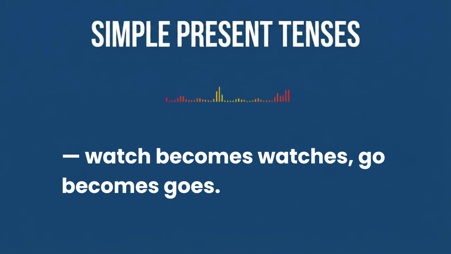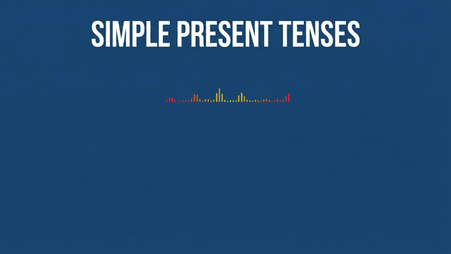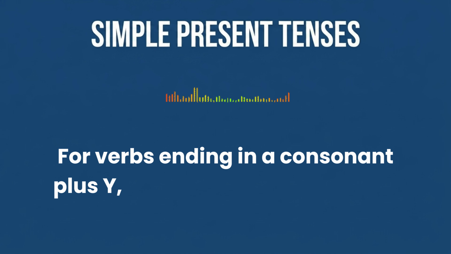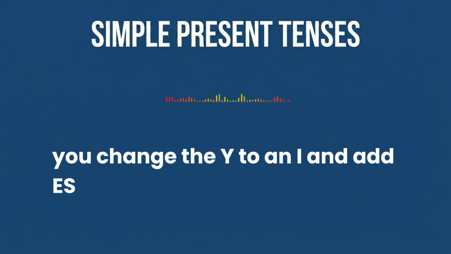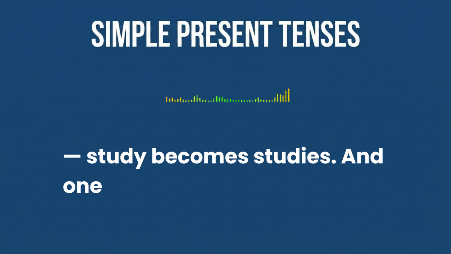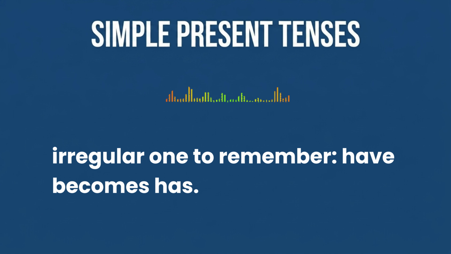Watch becomes watches. Go becomes goes. For verbs ending in a consonant plus y, you change the y to an i and add es. Study becomes studies. And one irregular one to remember, have becomes has.